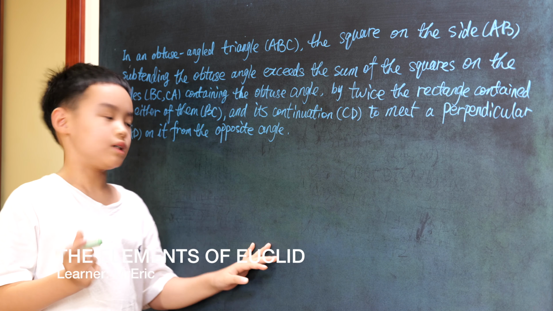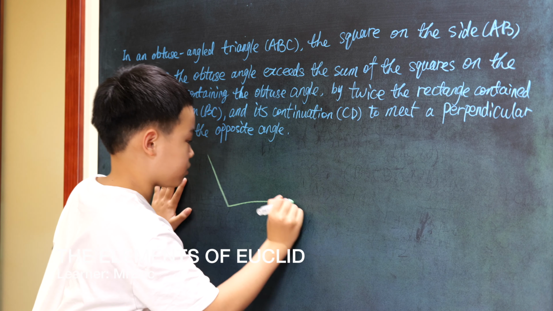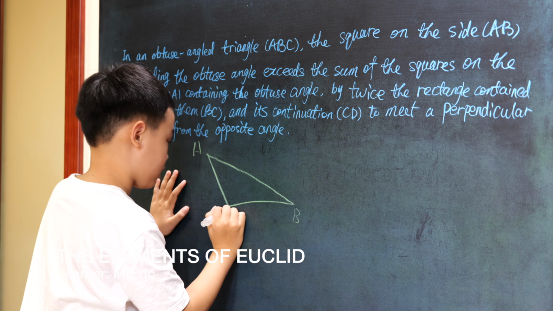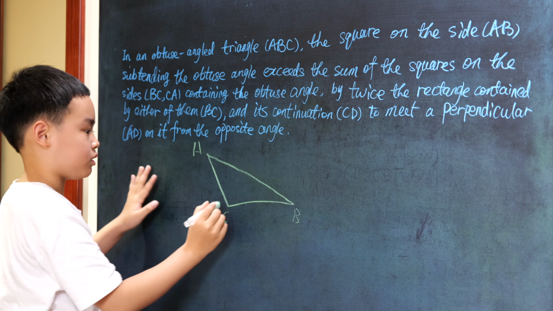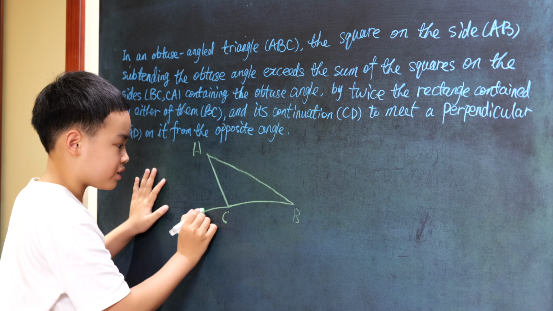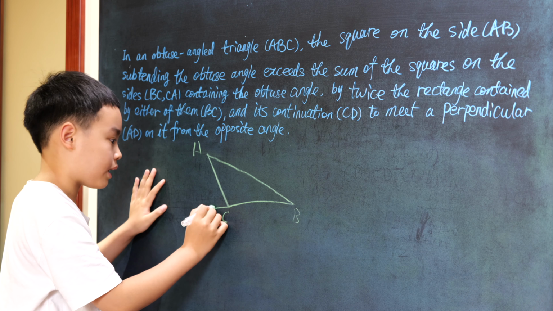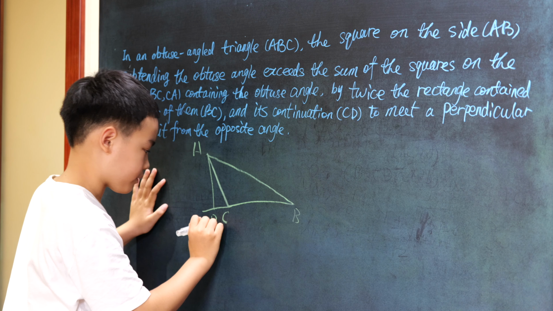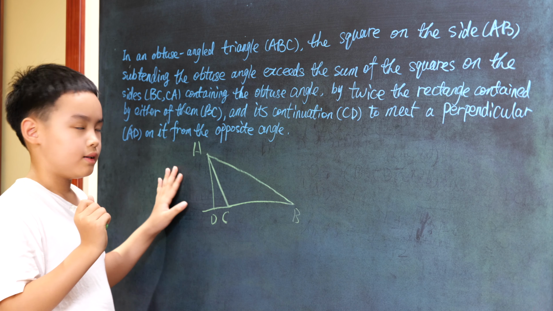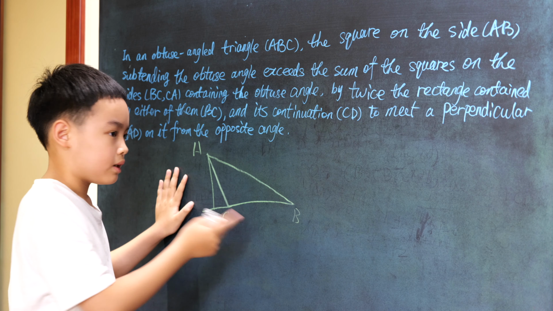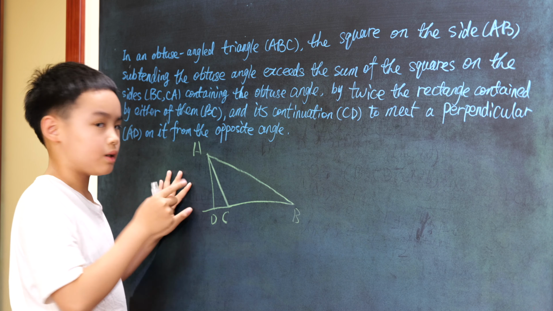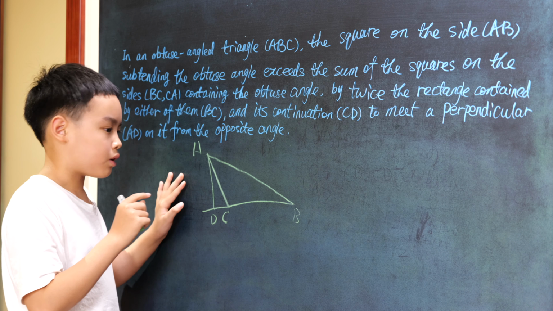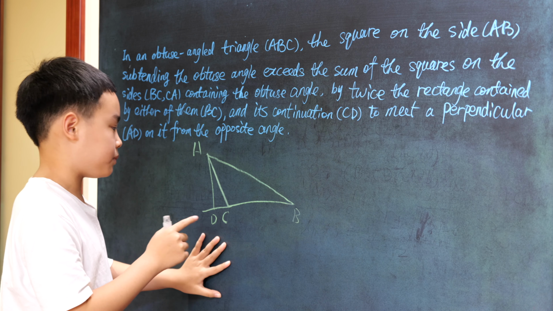This question means that we have an obtuse-angled triangle ABC. Extend BC until a perpendicular line through point A meets it at point D. Then the square on AB is equal to the square on AC plus the square on CB, plus twice the rectangle formed on CB and DC.